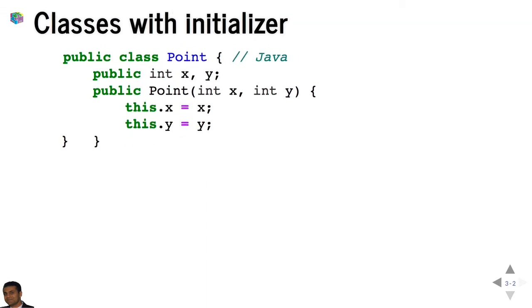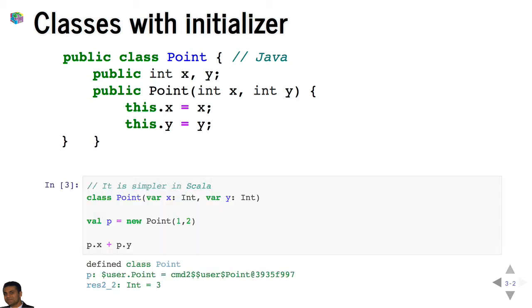Here is a common idiom in Java. We create a class with two fields, and we initialize them with parameters with the same name. In Scala this code is simpler. Just use the prefix var for each parameter and the parameters become fields without the need of having to copy them.